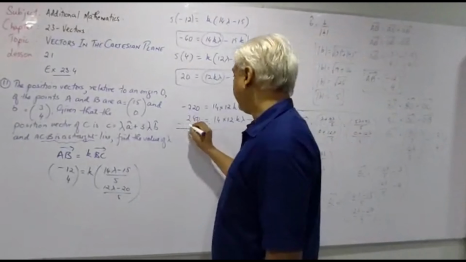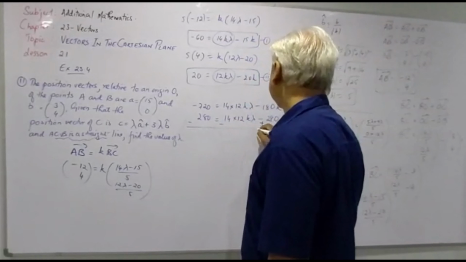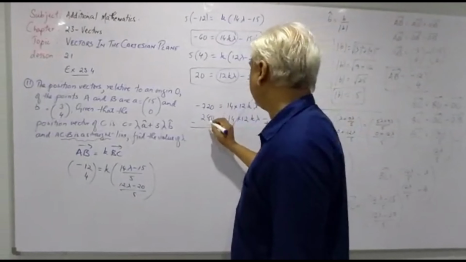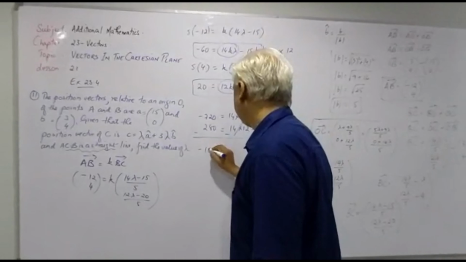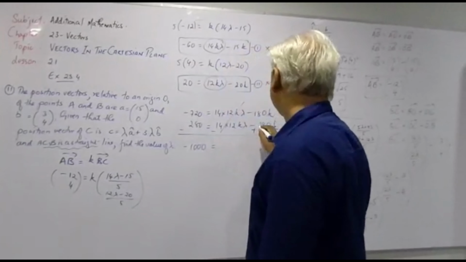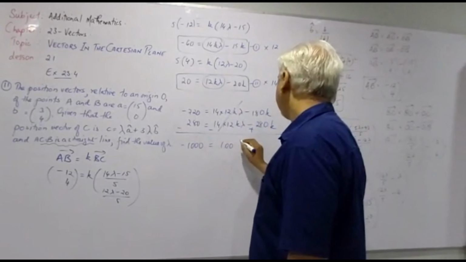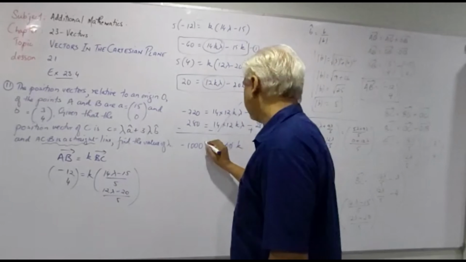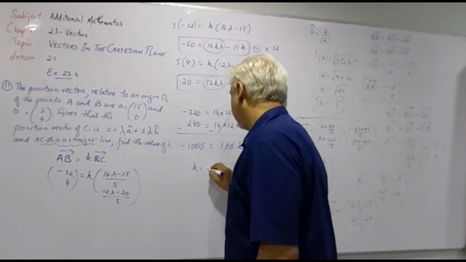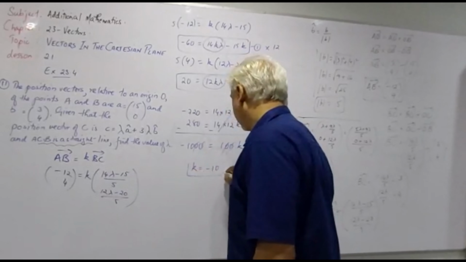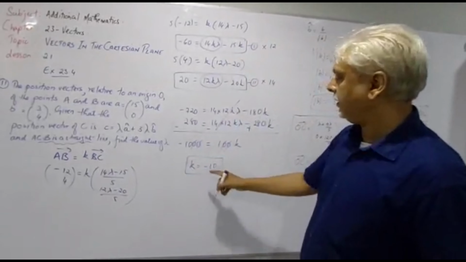Okay, let's subtract. This will cancel. This will give you minus 1000 equals 280 minus 180, which is 100 K. So these two zeros and these two zeros will cancel. K is equal to minus 10. So we got the value of K equal to minus 10.